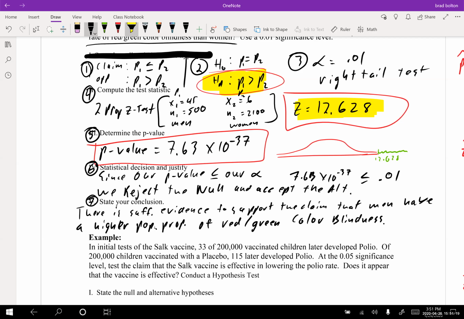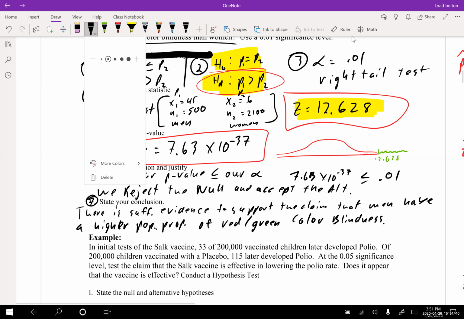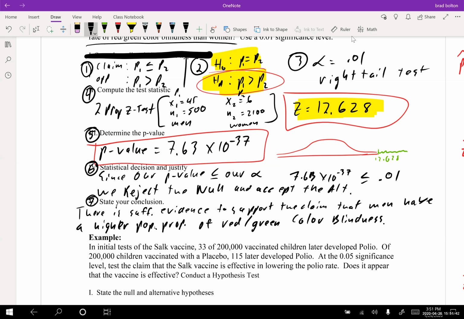The only thing that's kind of weird is the null will always be P1 equals P2 for population proportions. And that's not really weird, but it's not a number. You're just saying that the first population proportion is equal to the second. So that's kind of the accepted, hey, the two population proportions are the same. And then you're trying to disprove that with your alternate, okay? You're trying to say that you can find it otherwise, okay?